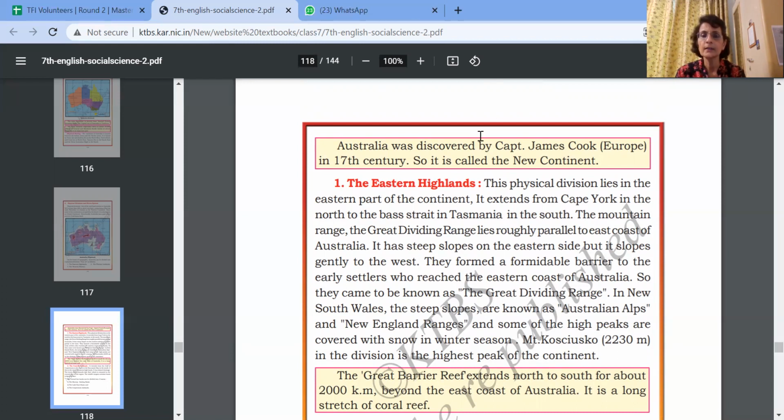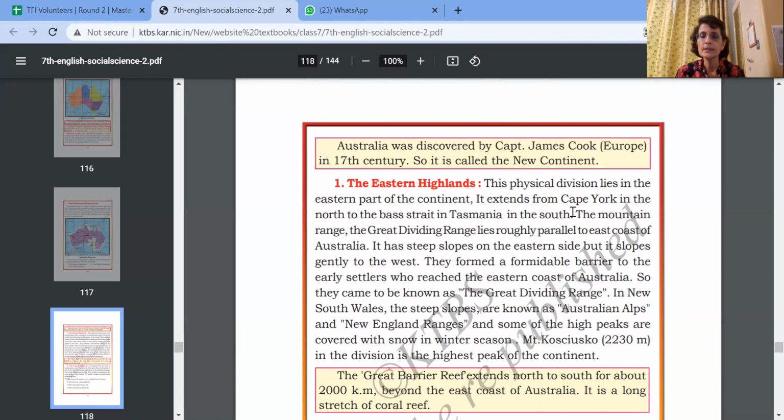This physical division lies in the eastern part of the continent. It extends from Cape York in the north to the Bass Strait in Tasmania in the south. So you can mark this as point number 1 in Eastern Highlands.